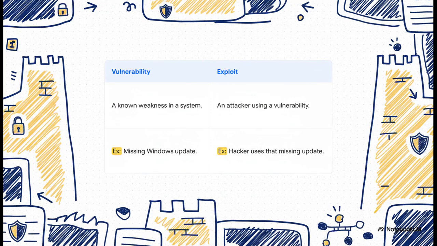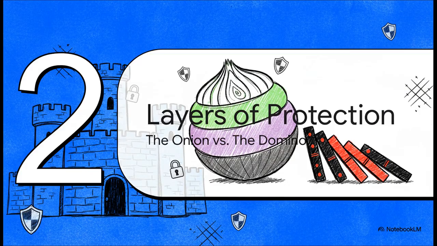And controls really exist to deal with these two big ideas. On one side, you've got a vulnerability. That's just a known weakness, like that Windows update you keep hitting Remind Me Tomorrow on. On the other side, you've got an exploit, and that's when a hacker actually uses that weakness to get in. The whole goal of a good security control is to patch the vulnerability before it ever gets a chance to become an exploit.